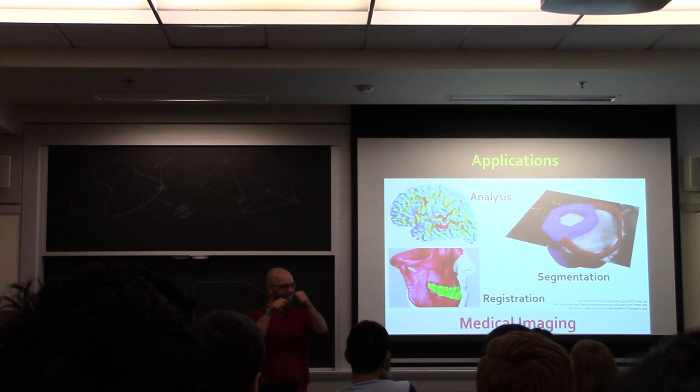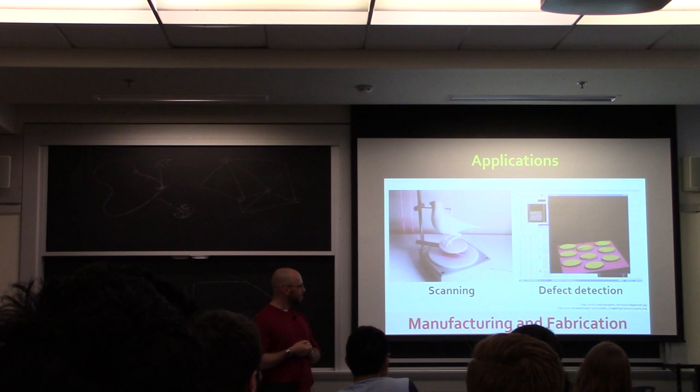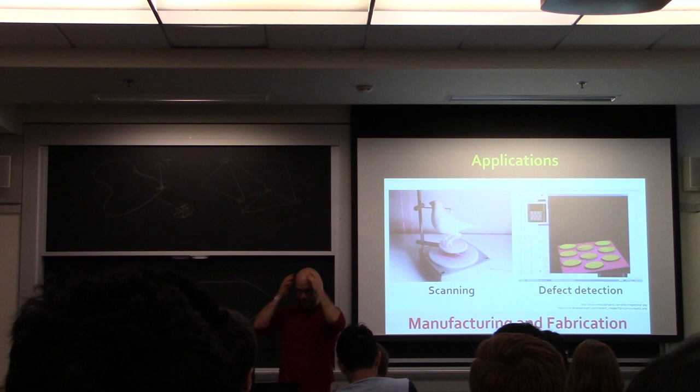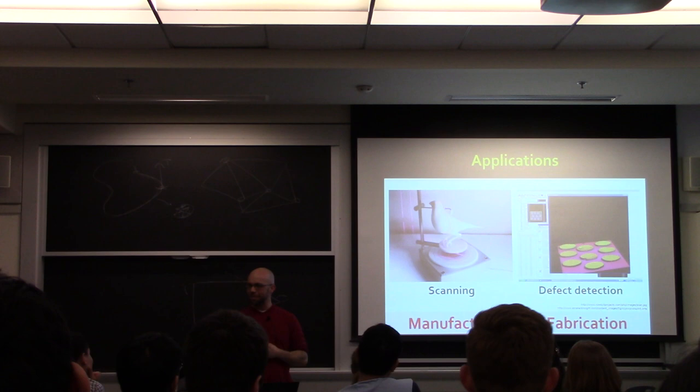One that geometry processing people love is manufacturing and fabrication. Of course, that's a big focus of research here at MIT. And the reality is, if you 3D print something, it's a shape. Yeah, I know, so this is a pew. If you want to have intelligent algorithms for processing these things, it's exactly the tools we'll talk about here.